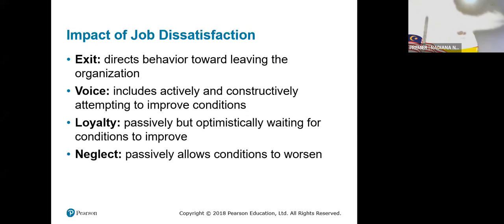So what is the result? Result number 1 is exit. Exit means we call it turnover. They quit, a direct behavior toward leaving the organization. They quit from the organization. If he or she is a very important person and quits, the operation of the organization becomes troubled.